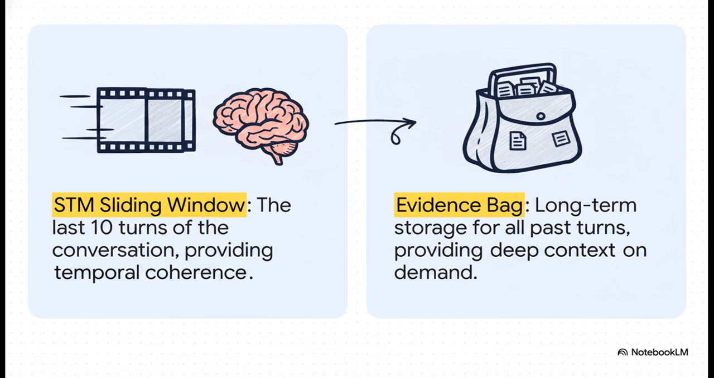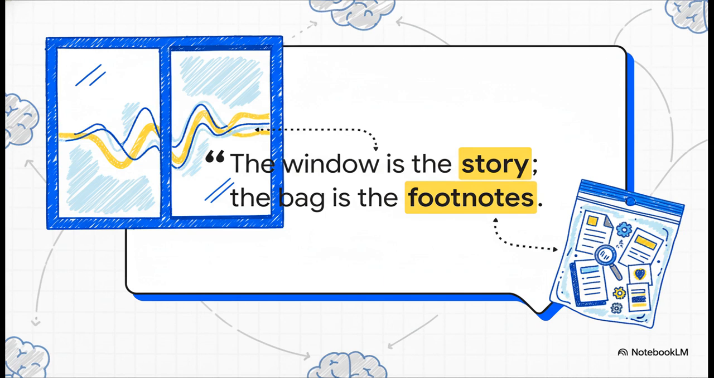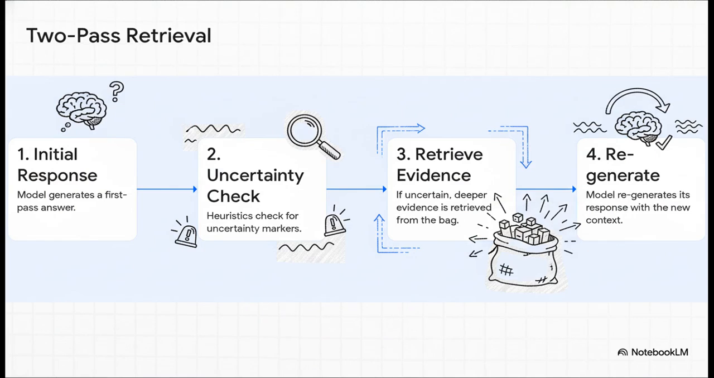That's the immediate story. Everything else gets filed away into what's called the evidence bag, and that acts as its long-term memory. And there's this quote from the design docs that just nails it. The window is the story, the bag is the footnotes. It's perfect. The sliding window gives you the flow of the conversation, the story as it's happening. The evidence bag holds all the nitty-gritty details from the past, the footnotes. So the agent can always go back and reference those notes whenever it needs to without getting its main working memory all cluttered up.